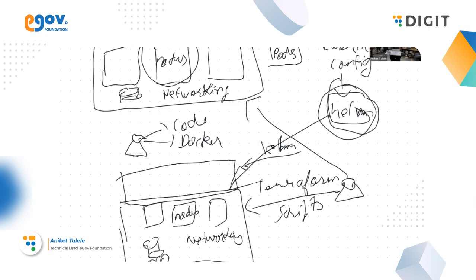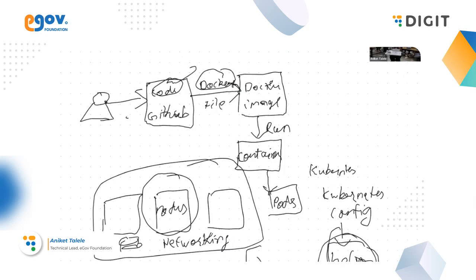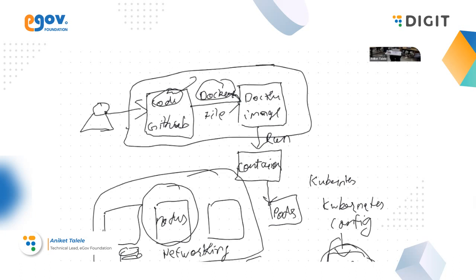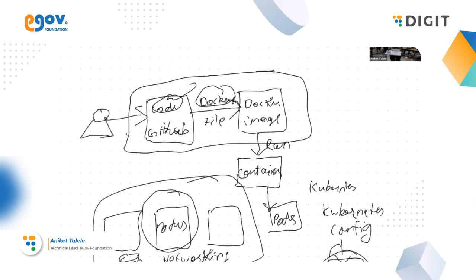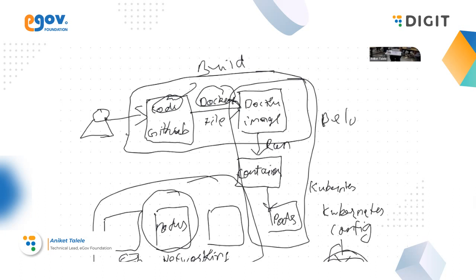So just one thing I missed out was on top, if you see, this phase where you convert from code to Docker image, this is basically your build phase. And this part where you take your Docker image and run them as pods, this is your deployment phase. So this part is called build and this part is called deployment.